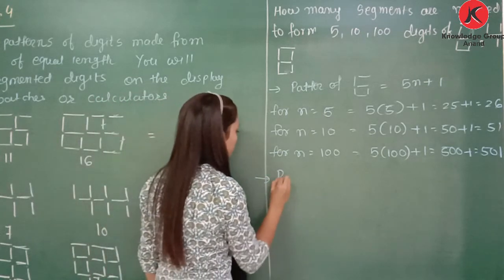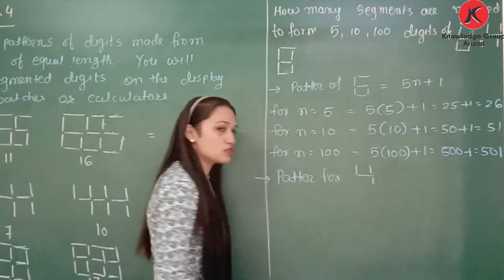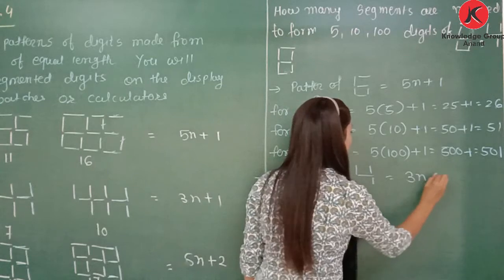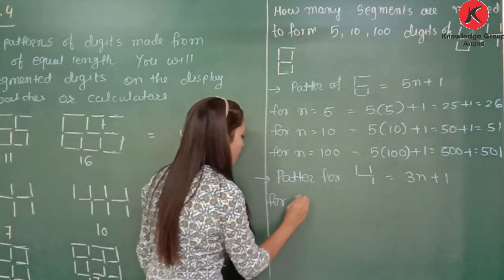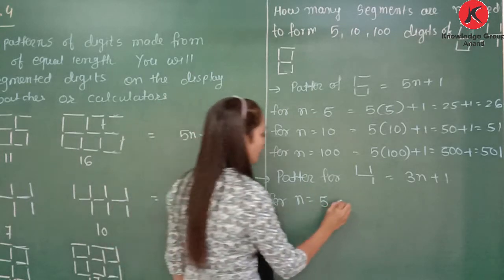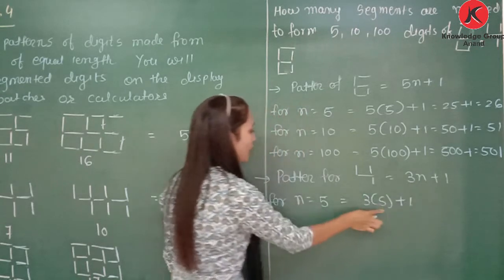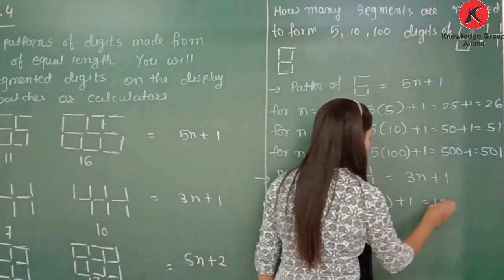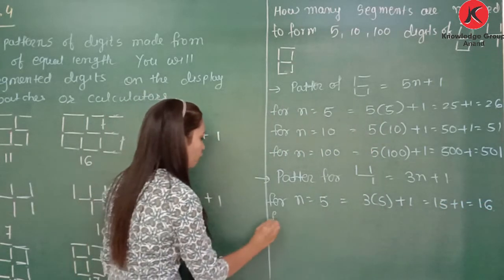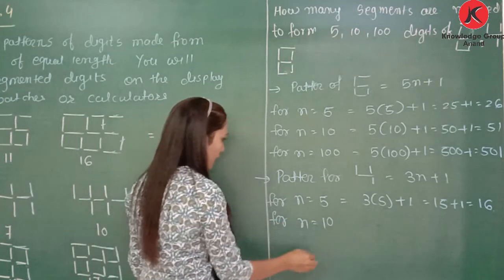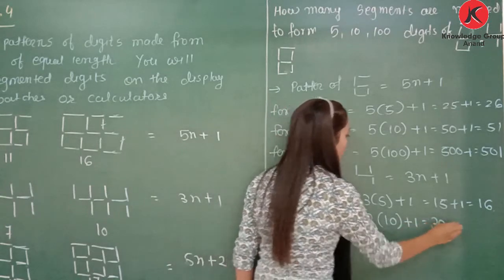Now the pattern for 4. The pattern for 4 is 3n plus 1, which is given in the question. So for 5 times 4, we need to write 3 multiply 5 plus 1. Instead of n, we write 5. That is 15 plus 1, so 16 line segments are required. For n equal to 10, 3 multiply 10 plus 1, that is 30 plus 1.